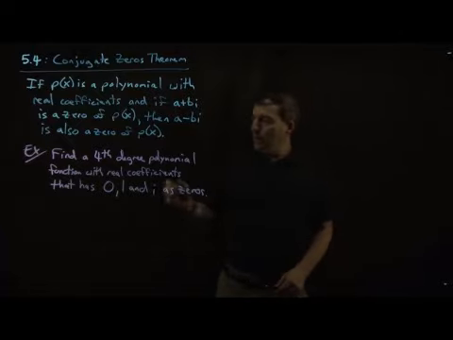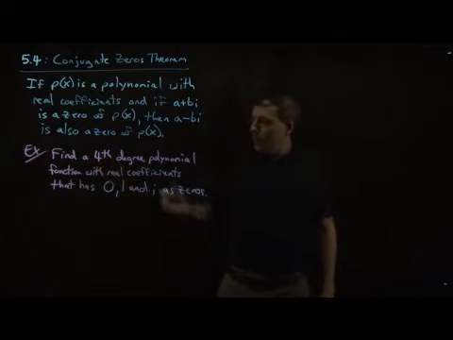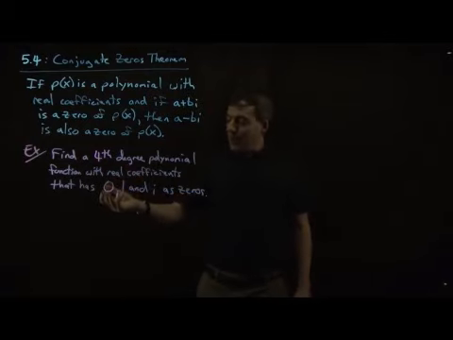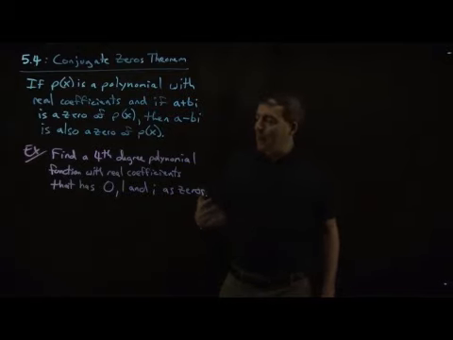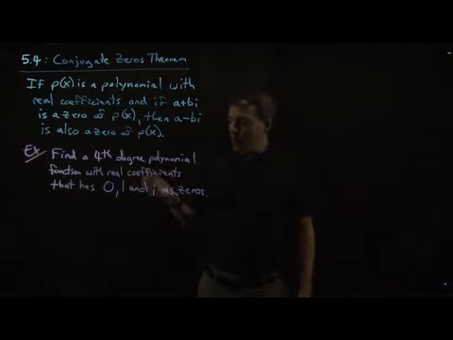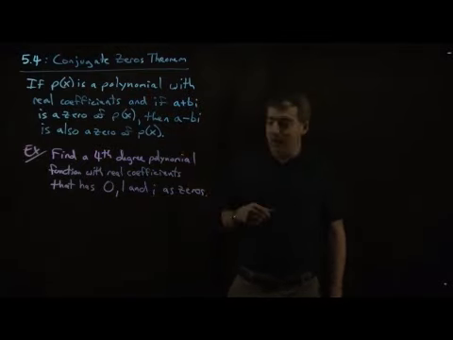All right, let's do an example of this. Here we want to find a fourth degree polynomial with real coefficients that has 0, 1, and i as zeros. Well, we know immediately that if we want to create this polynomial with real coefficients, we cannot just have i as a zero. i must come with its conjugate, which is minus i.